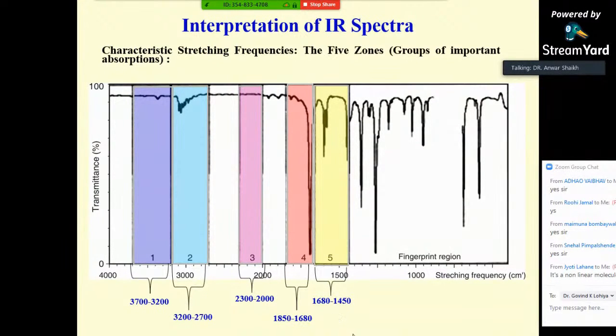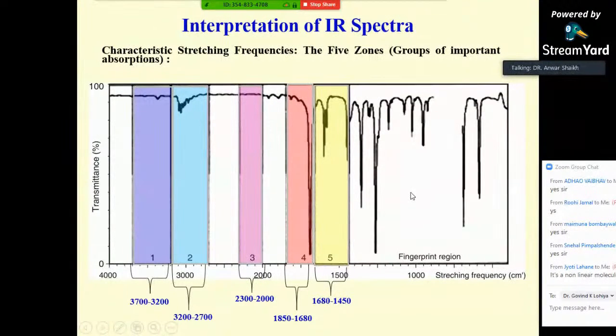So what is the meaning of these 5 zones? All the characteristic peaks of the functional groups you will find somewhere in these regions, either zone 1, 2, 3, 4 or 5. What about the region at the extreme right of 1500?